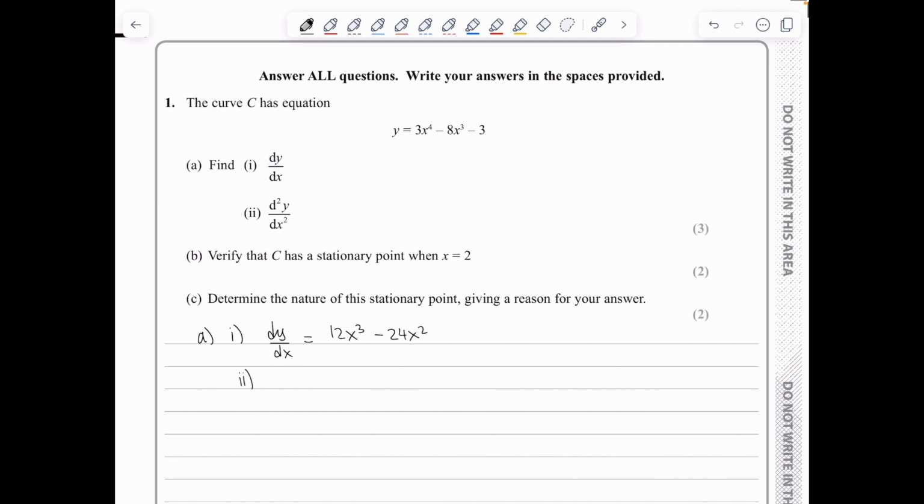Now for the second derivative, we will take the first derivative and differentiate once more. We get 36x squared minus 48x.